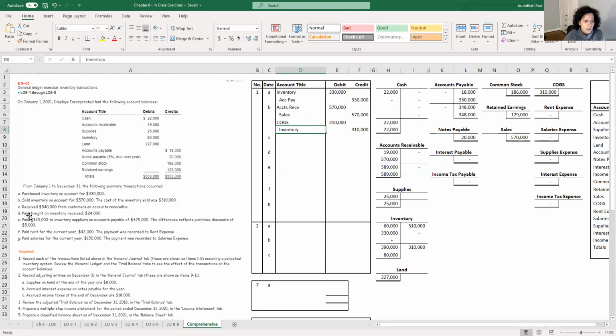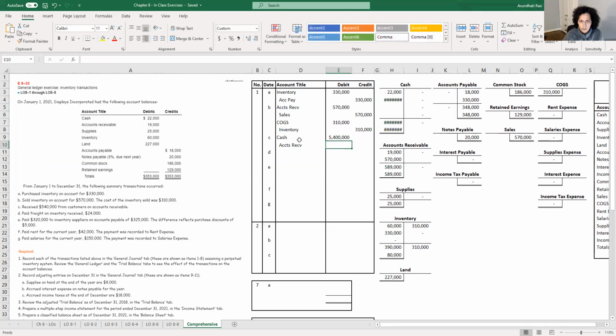Moving on, the third transaction: we received $540,000 from customers on accounts receivable. So we have cash debited and accounts receivable credited. And how much did we receive? We received $540,000. I'm going to put an extra 0 for myself. That would be nice, but it's not 5.4 million, it's $540,000. So cash debit, accounts receivable credit, 540.